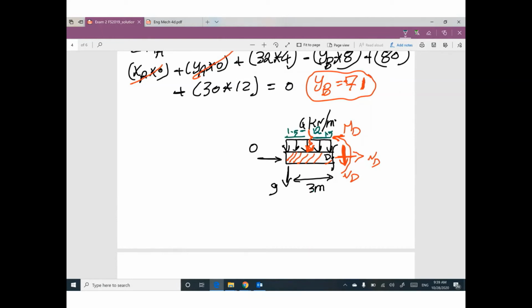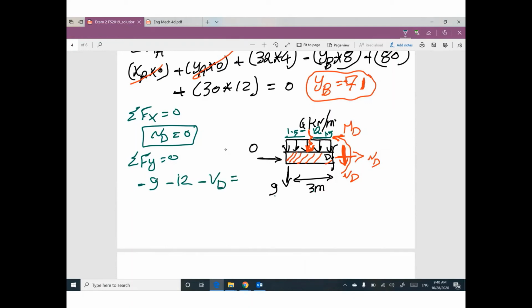We have 3 equilibrium equations. Summation f of x equals 0. I think ND will be 0. Summation f of y equals 0. So we have negative 9, we have negative 12, we have negative VD equals 0. The value of VD will be negative 21.